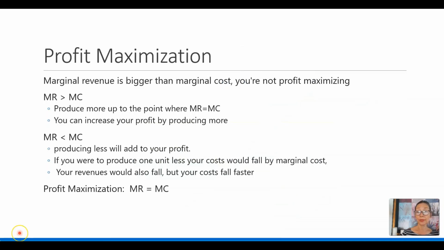So here's some rules of thumb to remember. When marginal revenue is bigger than marginal cost, you're not maximizing your profit. You want to increase your production up to the point where marginal revenue equals marginal cost. If marginal revenue is less than marginal cost, you need to produce less. You need to cut back on production to increase your profits. And this is your point of profit maximization. Okay, write this down. This needs to be in your notes and in your brain, so make sure you know this.